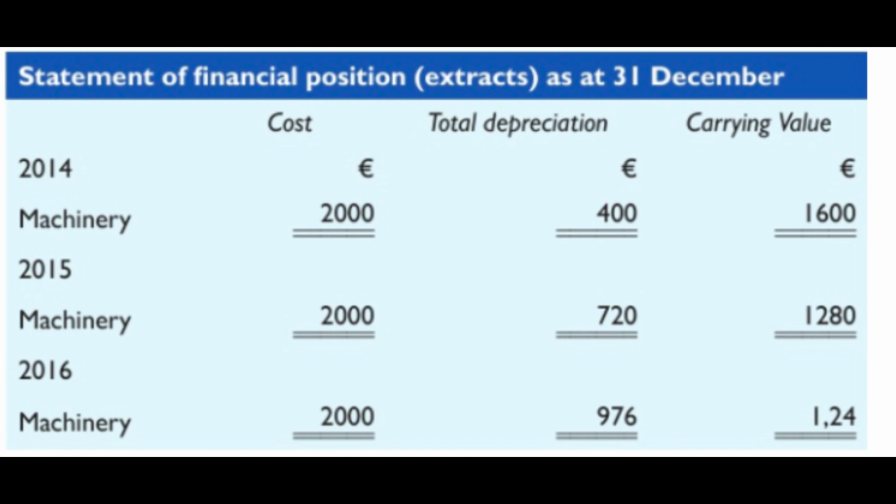So in the income statement, you will basically have the expenses for the 3 years, whereas in the statement of financial position, you will have 3 columns. You have a cost column, you have a total depreciation column, then you have a carrying value column.